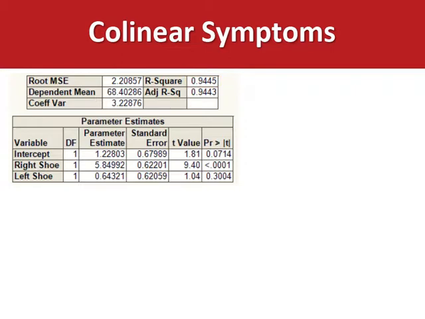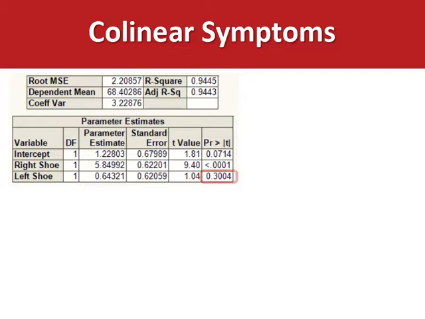And if we go down and look at right shoe, which just happens to be first, we can see that it is in fact highly significant. That is, there's almost no chance that the coefficient is equal to 0. But then we go to the left shoe and we see that it has a relatively high p-value, suggesting that there's a very good probability that the coefficient is 0. Why is this? What's going on?